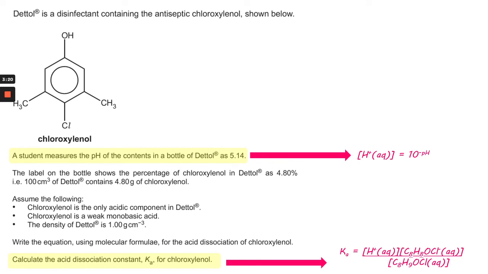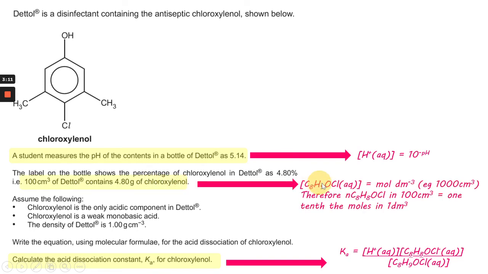The next thing to look at is the fact that 100 centimeter cubed of Dettol contains 4.80 grams of chloroxylenol. So, in other words, the concentration of chloroxylenol, which is given in moles per decimeter cubed, the decimeter cubed being 1000 centimeter cubed, the number of moles of C8H9OCl in 100 centimeter cubed is 1/10 of the moles in 1 decimeter cubed. So if we can get the moles of C8H9OCl in 4.80 grams, multiply that by 10, then we have the concentration.